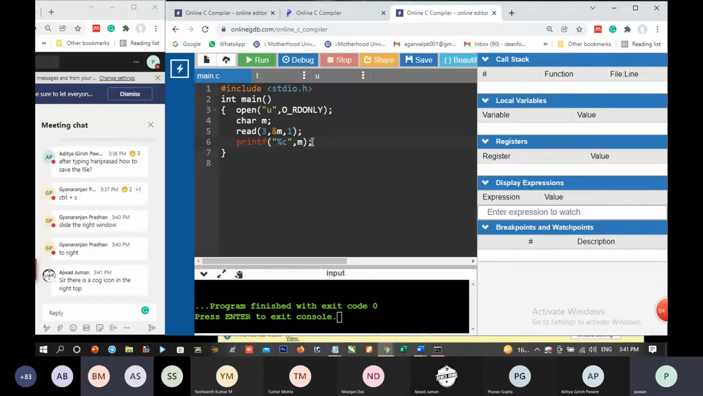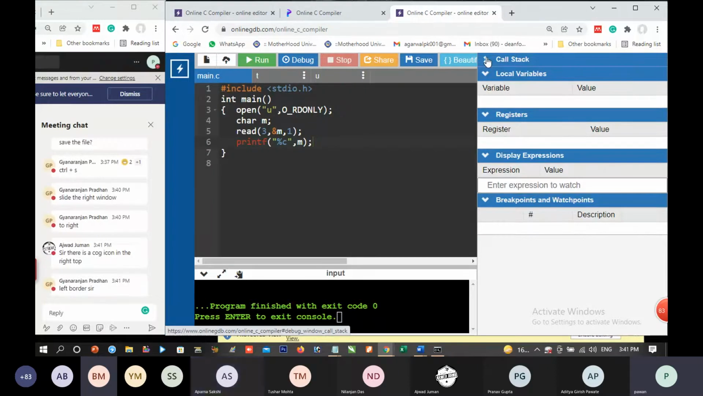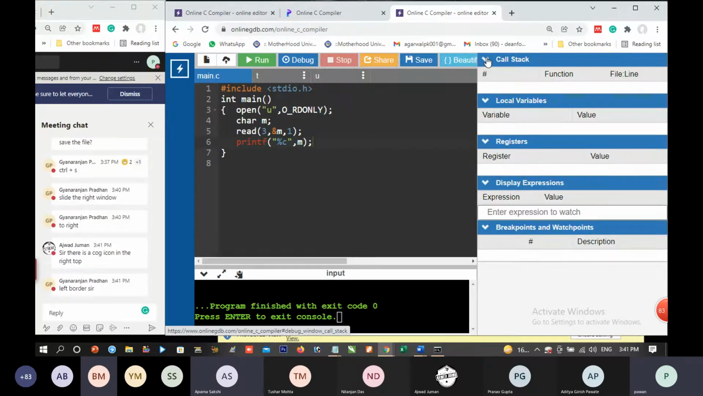Sir, you have to make that call stack smaller. When you hover over the edge of that window, not on the call stack. That window is there, no? Call stack, local variables, registers. Yes, the local variables window inside it. You have to make it smaller by dragging with the edge. Yes, like that. You drag it. I made it small, okay.